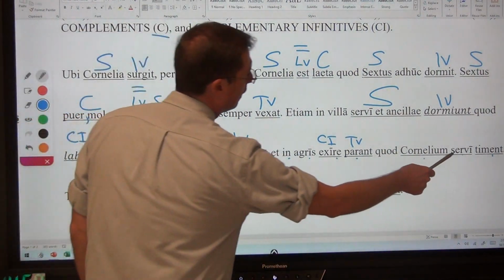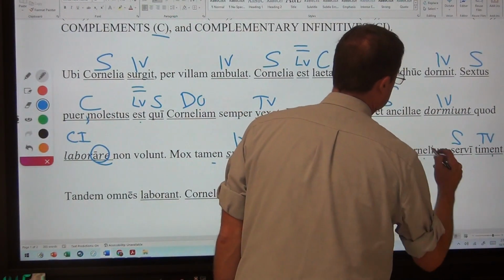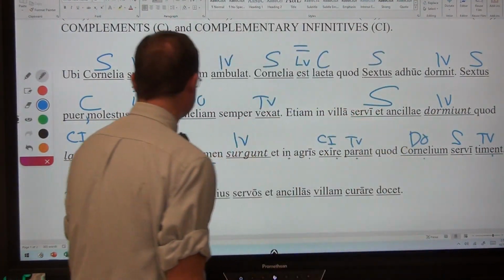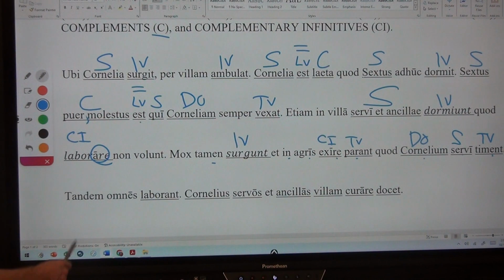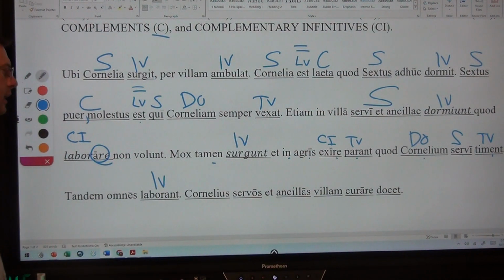And they do it because the slaves, which are nominative, subject, fear, that is a transitive action because they fear the direct object, Cornelius, as it were. Tandem omnes laborant. At last, all work. Working, again, is an intransitive action because they cannot work the screen. They can work with the screen, they can work on the screen, but you don't actually work the screen.